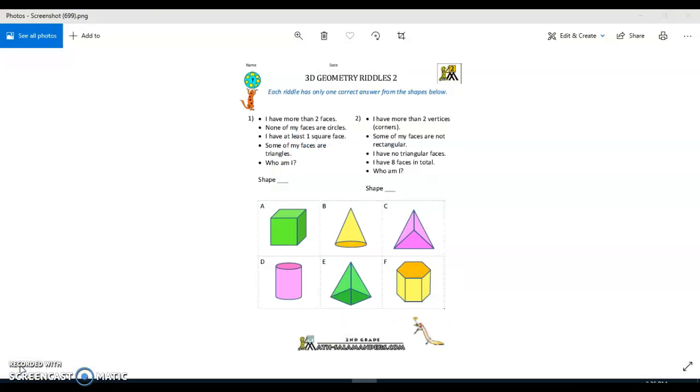So today, Matthew, we are going to go over 3D geometric riddles. It says each riddle has only one correct answer from the shapes below. So here we have 6 shapes, however, we only have 2 riddles. You need to tell me which of these 6 shapes go with each riddle. So I am going to read it to you, and then you're going to tell me what shape they're talking about.